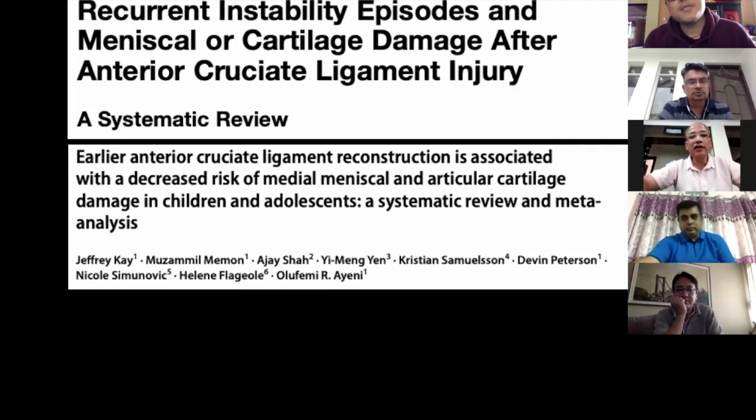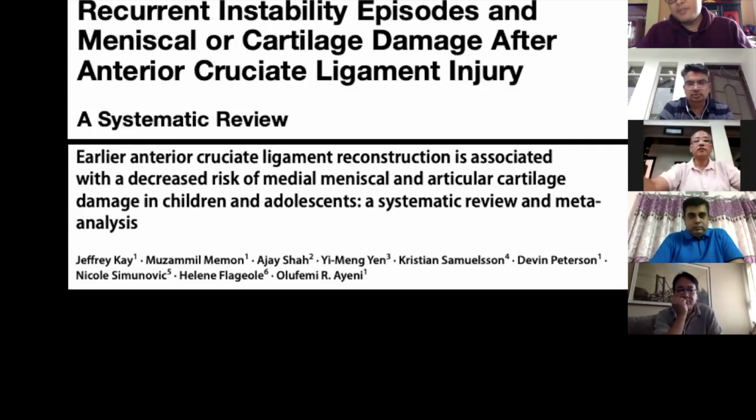And I think this is how I understand from the discussion of our panelists: ACL reconstruction does not per se prevent the risk of osteoarthritis. Multiple studies have confirmed that osteoarthritis does progress even with a very well done ACLR.